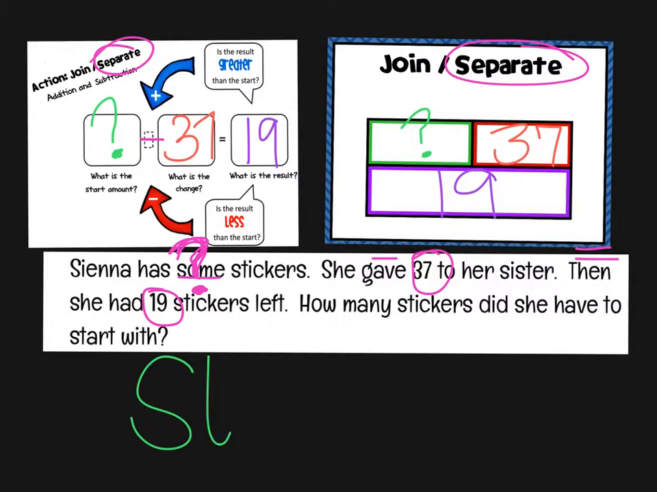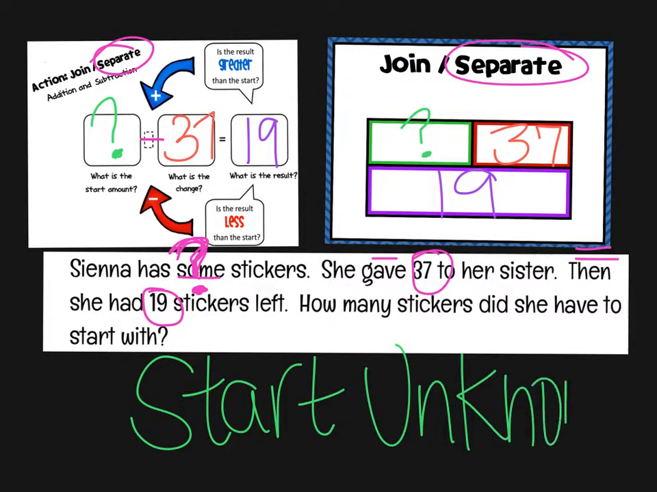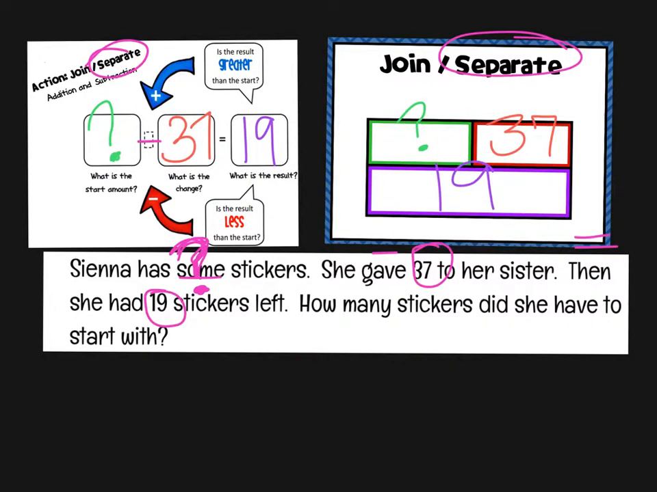That's right. This one is a start unknown, because right at the beginning of my word problem, I had some. I had that word some. Didn't give me a number, so my question mark had to go there. This is a start unknown problem. So let's think. We know that our start isn't there, that we're trying to figure out what we had to start with. So if she had a number and she gave some to her sister and then she had 19 left, she had a smaller number left.